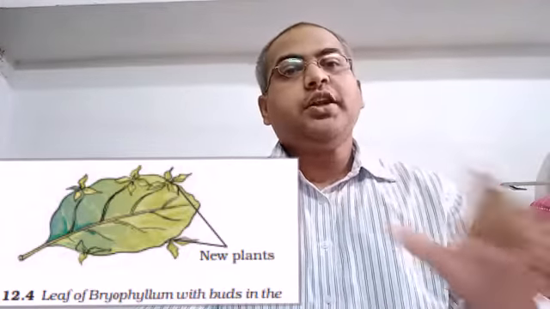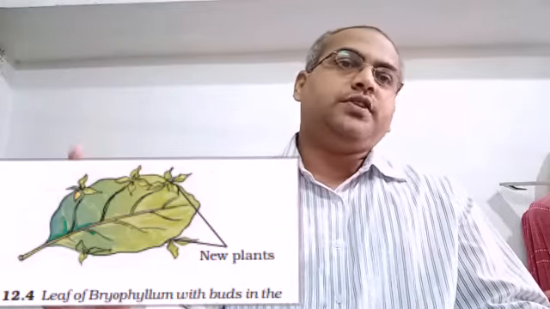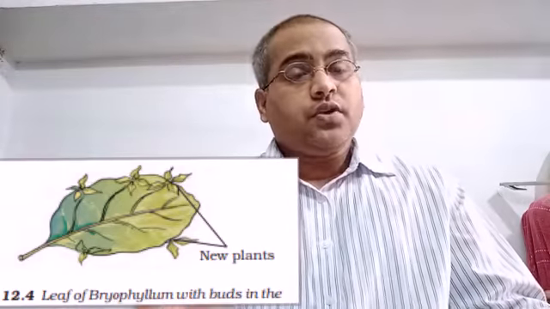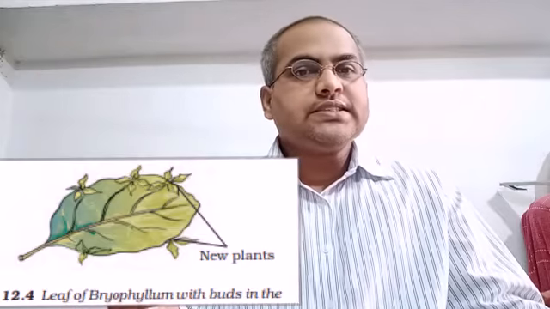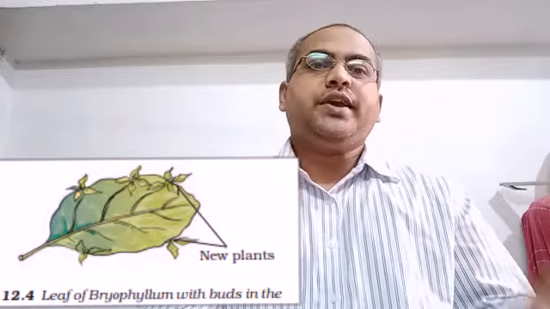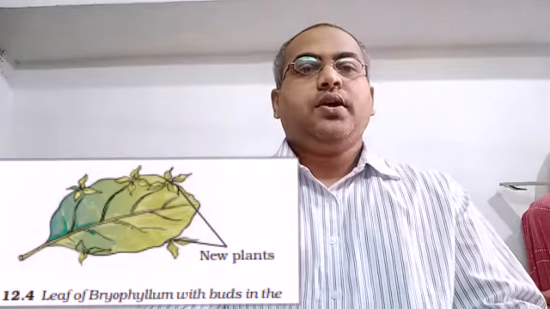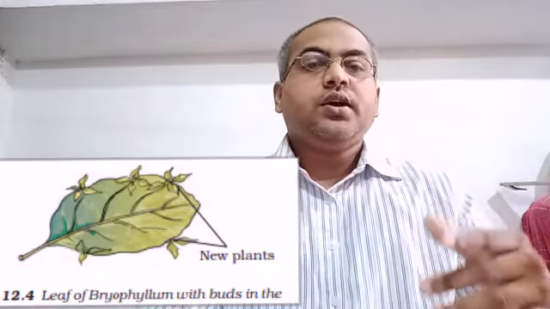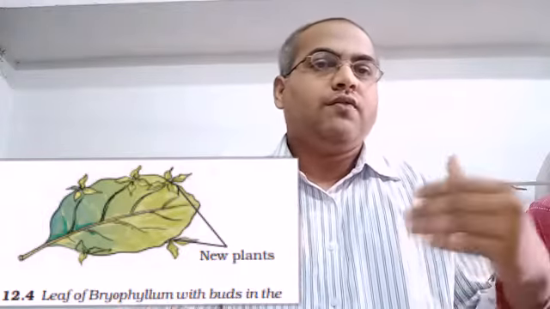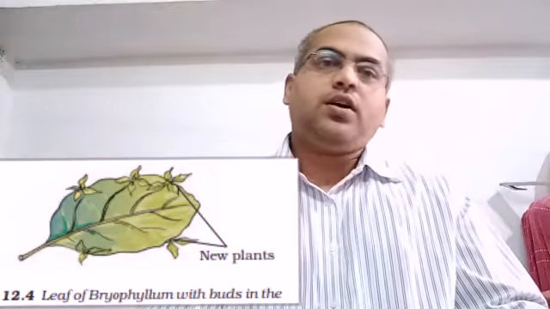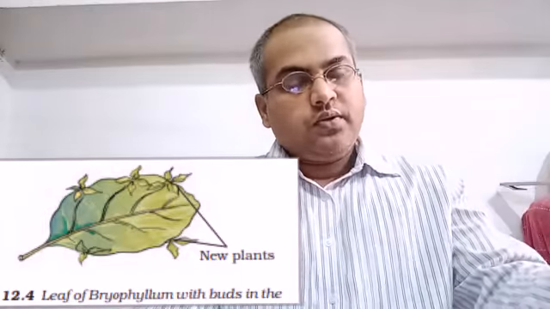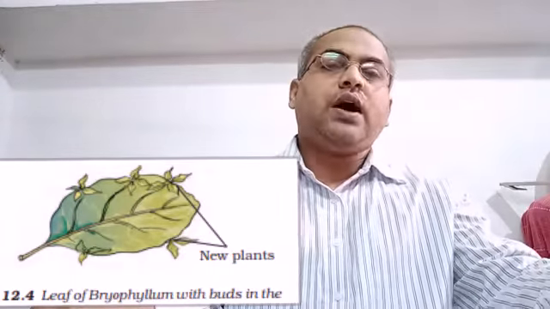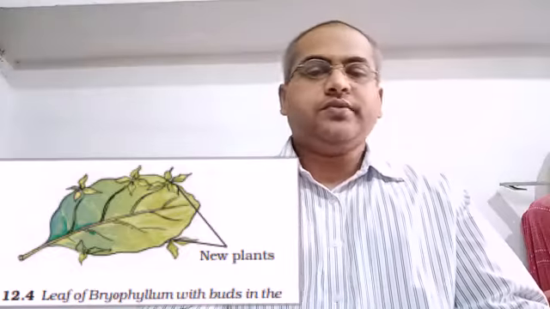So the flower is the reproductive part of the plant, because from the flower fruits are grown, from fruits we get the seeds, and from seeds we get a new plant. So this is how flowers are very important for us. Now we have to understand that flowers are the reproductive parts of the plant.